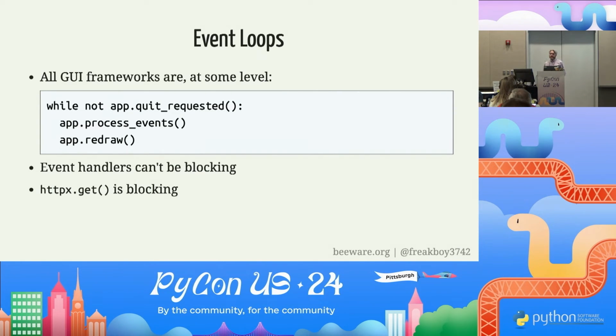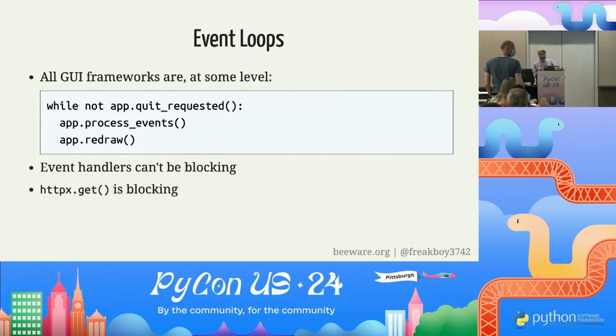At some level, every GUI framework is essentially the same. While the app hasn't quit, process events, redraw. An event is something like clicking a button, a user interaction with the app in some way, a button press, a key press, a resize of a window, whatever it happens to be. Handling that event means calling whatever function you've requested to be invoked when the button has been pressed. So you push the button, that's an event. The GUI toolkit knows to call your say hello method, your "I've pressed the button" method, and it processes that event.